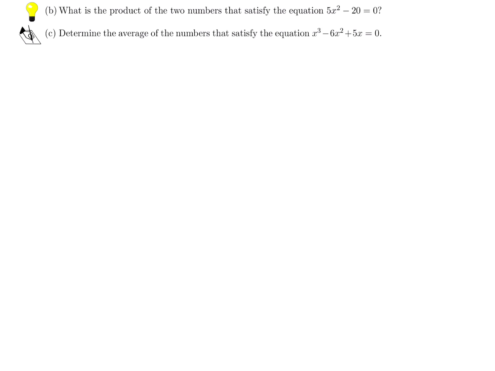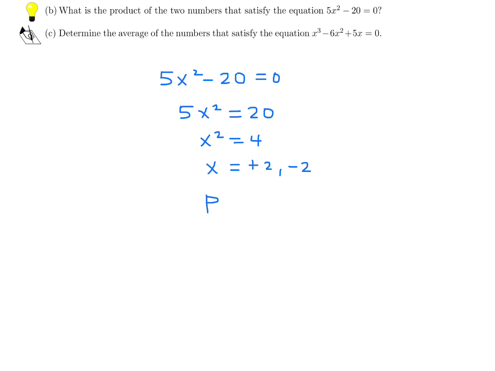What is the product of the two numbers that satisfy this equation? 5x squared minus 20 is equal to 0. All right. Well, this shouldn't be too bad. 5x squared, bring the 20 over, and then x squared is therefore equal to 4, and x is equal to plus 2 and minus 2. So the product of those two numbers is 2 times negative 2, which is, of course, negative 4.